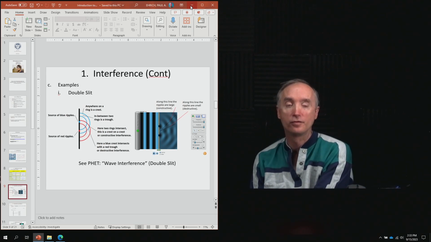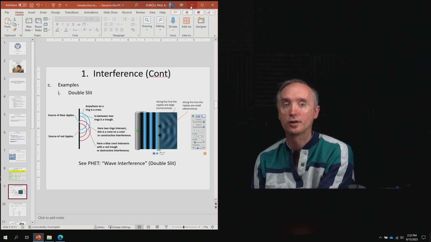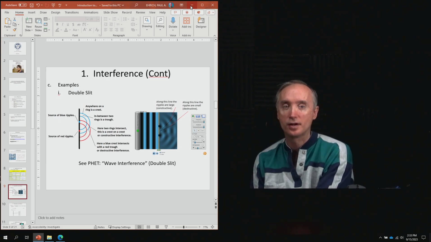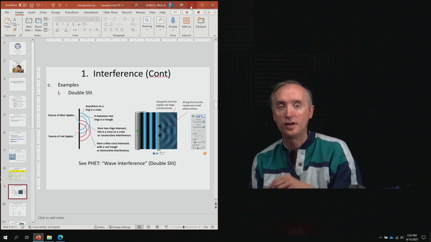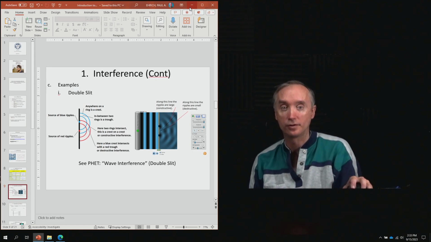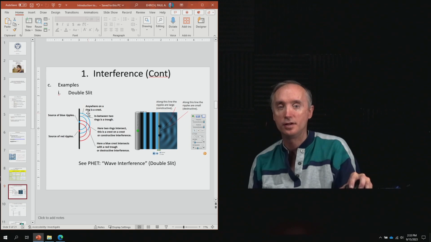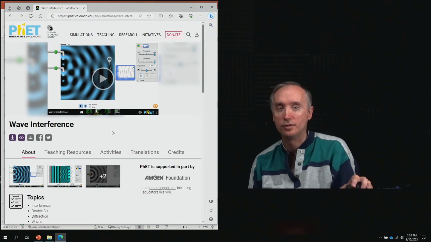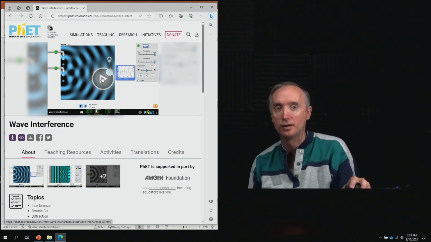Okay, the first kind of interference that we're going to talk about is going to be double slit interference. So in order to illustrate this, let's go to PhET, wave interference. So go to the internet and find that, and you'll come to this, wave interference for PhET, and then click on it.